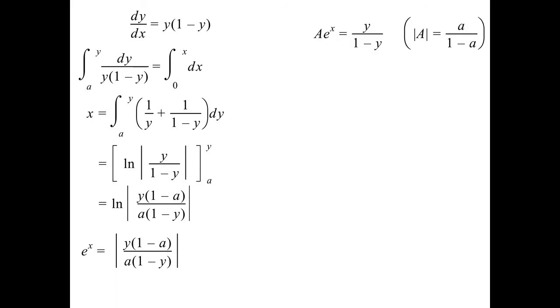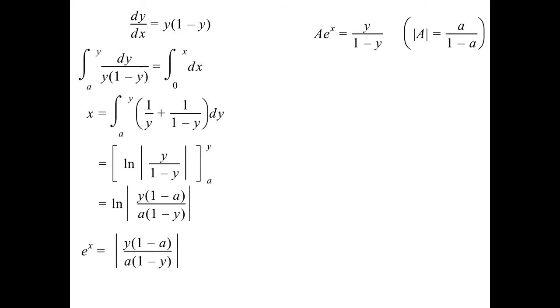Okay, separate the variables. I get dy on y(1 minus y) is equal to dx. So the right-hand side's nice and easy. Now, using partial fractions, I can turn the y(1 minus y) into 1 on y plus 1 on 1 minus y. And that will integrate to give the log of y minus the log of 1 minus y, which I've put together into one integral. Sub in the y, sub in the a, and then exponentiate both sides. And so Ae to the x will equal y on 1 minus y.